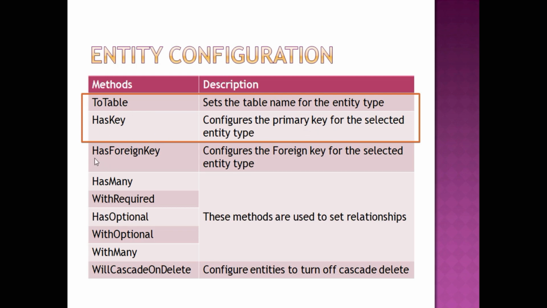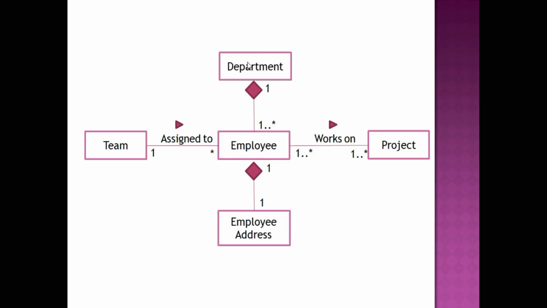For studying these methods, that is HasForeignKey, HasMany, WithRequired, HasOptional, WithOptional, WithMany, and WillCascadeOnDelete, I'll create separate videos. Basically these methods are required to establish relationships between the entities. So I'll create a separate video for each relationship, that is one-to-one, one-to-many, and many-to-many, and in those videos I'm going to cover these methods. Here we are going to concentrate on these two methods only, and the case study that I'm going to cover here is this one.